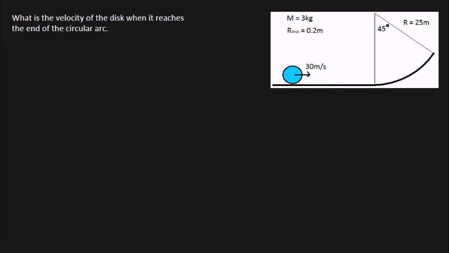Hey guys, in this video I'm going to be showing you how to calculate the velocity of this disk which is rolling up this slope. In particular, I'm going to calculate the velocity of this disk when it's at this point at the very top of this circular path just here. So pause the video, have a shot at this yourself first, and come back when you're done.